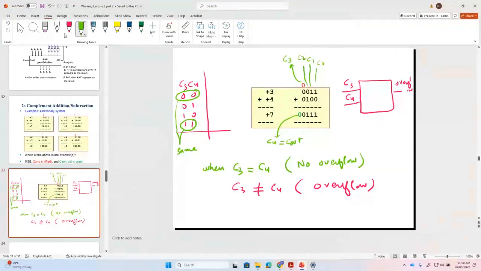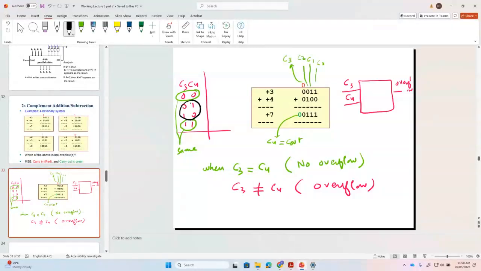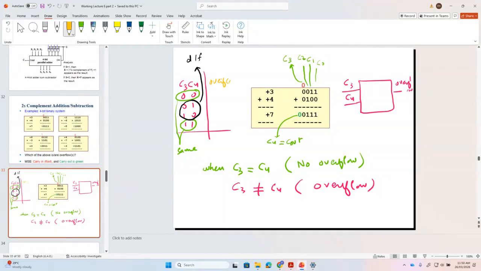And now if we go to the black color, are they same or different? Different. Okay. Now what will be the value of overflow? So if they are same, overflow will be 0. And if they are different, overflow will be 1. Help me. Any question?